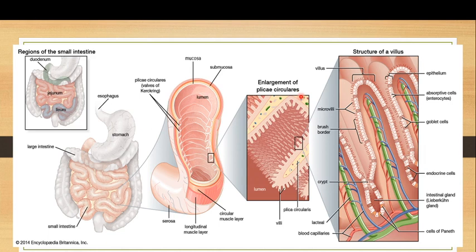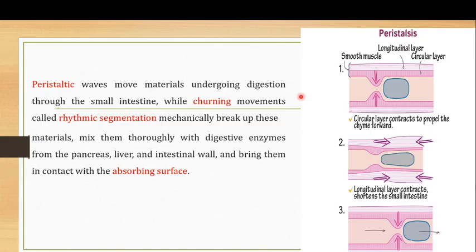The important function of these foldings and projections is to increase the surface area of the small intestine. When the surface area is increased, that helps in the process of digestion as well as in the process of absorption.